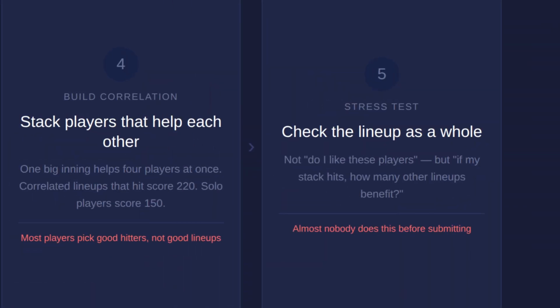All right, so step 5, before you lock in anything, check the lineup as a whole. Not, do I like these players, but how does this lineup compare to what the field is building? If my stack hits, how many other lineups benefit? If the answer is thousands, you probably should rethink at least one spot. That's the mindset you should be having when you build these teams. Are you going with 2 chalky pitchers?